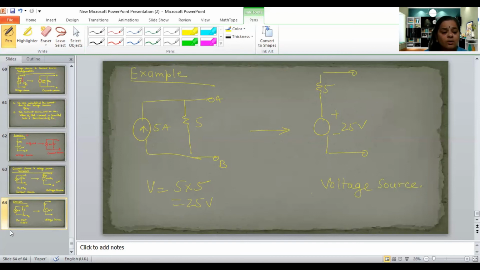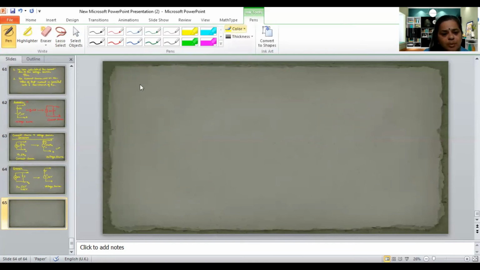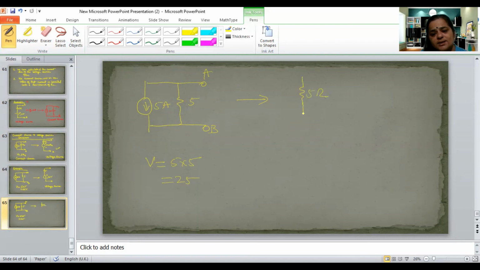Okay. Now see, if the polarity is reversed, like suppose the current source is given like this. This is 5 ampere. Now the direction of the current source is downward. Then how are you going to convert that into a voltage source? Suppose this is A, this is B. Again, voltage drop across 5 ohm will be 5 into 5. That is 25. Now see the polarity of the voltage source. 5 ohm resistance will be connected as it is in series.